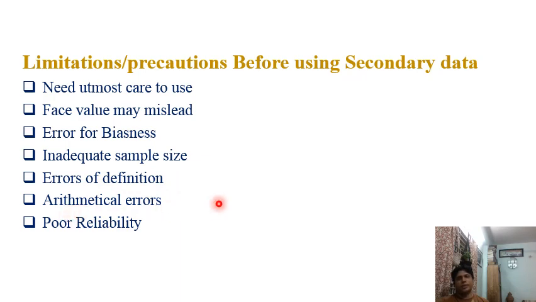Arithmetical errors. Sometimes arithmetical errors are also observed in secondary data. These errors must be carefully removed during the use of secondary data. Poor reliability. We must consider the reliability, or how efficient the data are, or how the data are collected using a scientific method. If we cannot give more attention to their reliability, then we should not use this data. So these precautions or limitations must be considered during the use of secondary data.